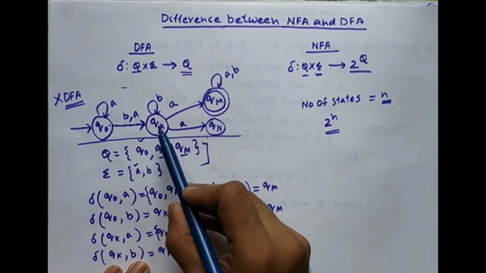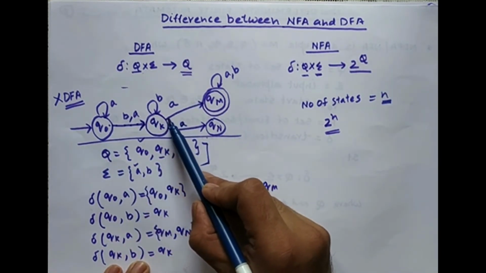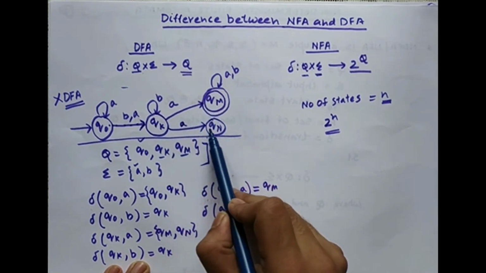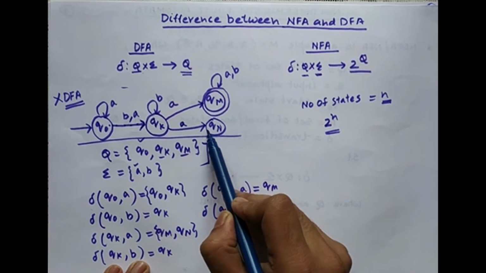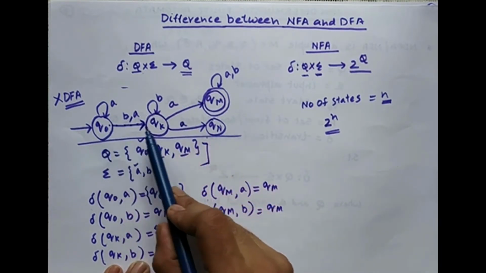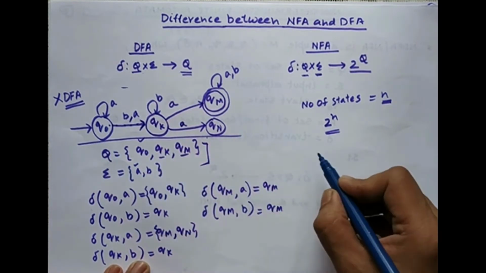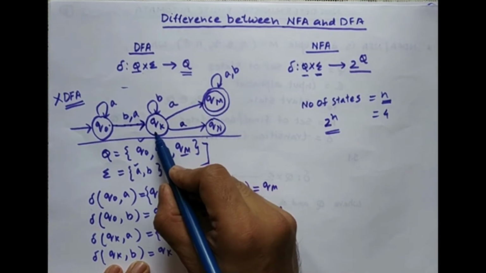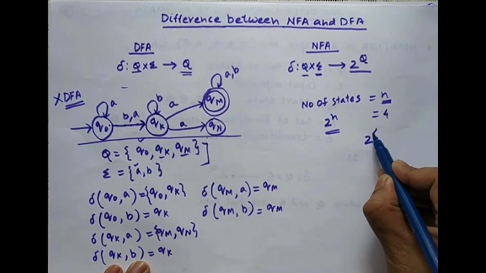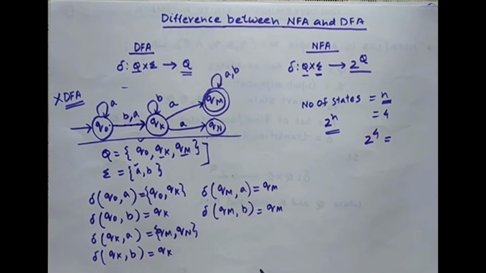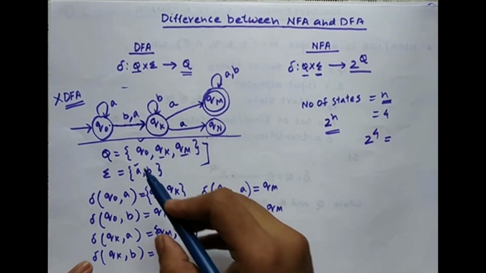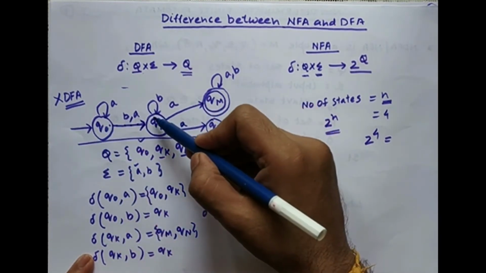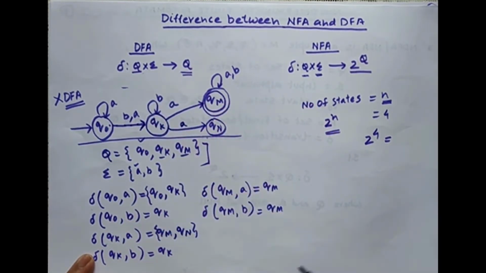Now in this diagram, the automaton was making only 2 transitions, right? From qk on reading A, it was making 1 and 2 transitions. But it can also make more transitions. So how many states are there here? 1, 2, 3, 4. Since the number of states is 4, maximum how many transitions can happen from qk on reading A? 2 raised to 4. Right? Which includes transitions made to other states as well as transitions made to itself, and so on.